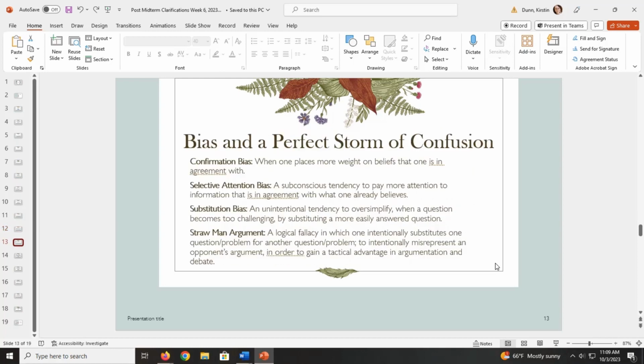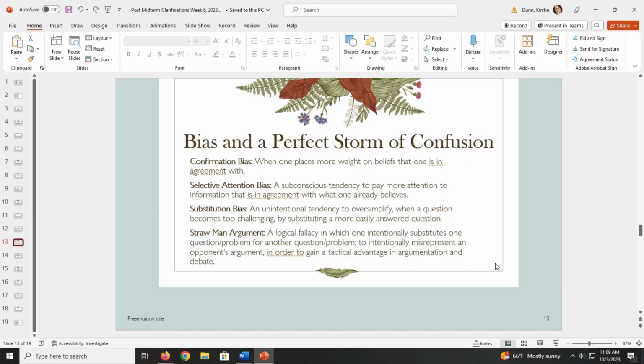Biases and a perfect storm of confusion. Okay, so we had some confusion about biases. Quite a few individuals were confusing confirmation bias with selective attention bias and substitution bias with straw man argument.